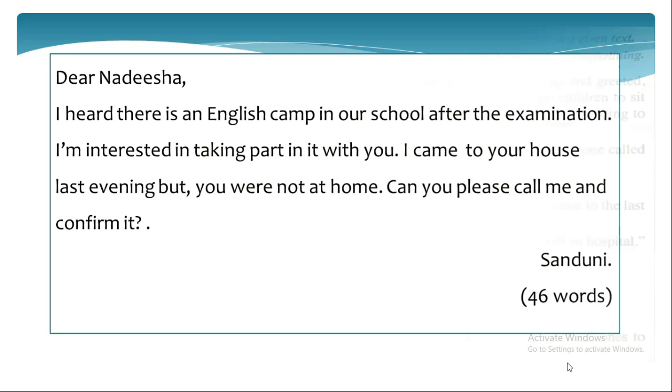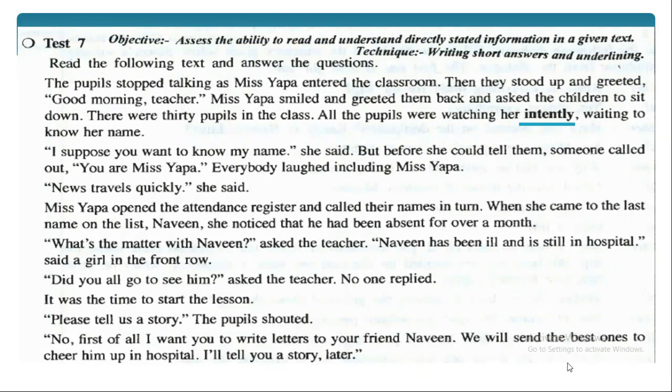Test 7. This kind of question tests your ability to read and understand a given text. This is an incident which happened in a classroom with the teacher and the students. Read the following text and answer the questions.